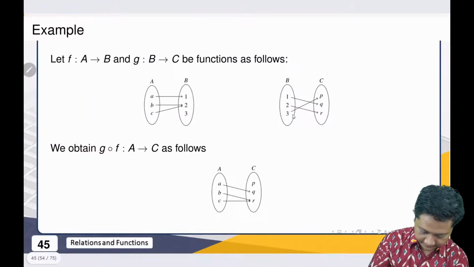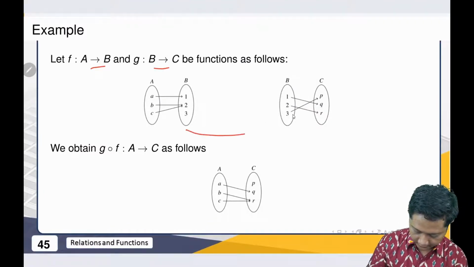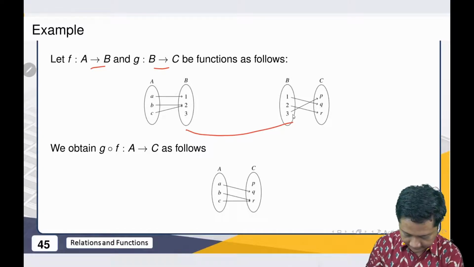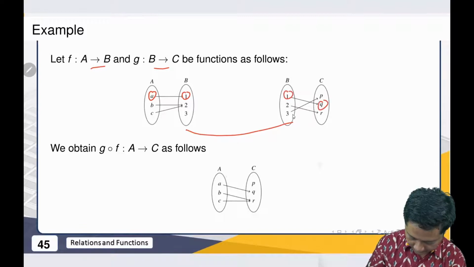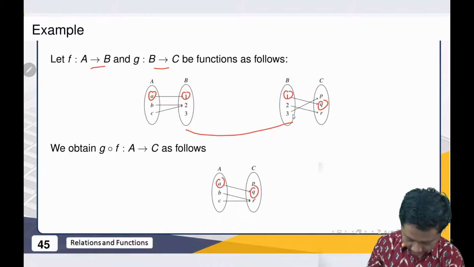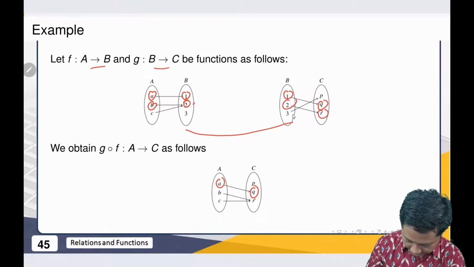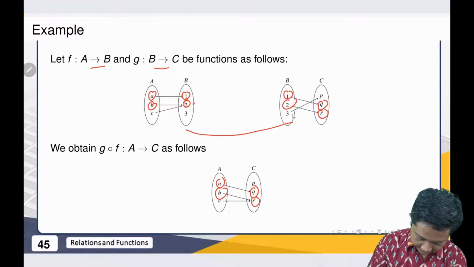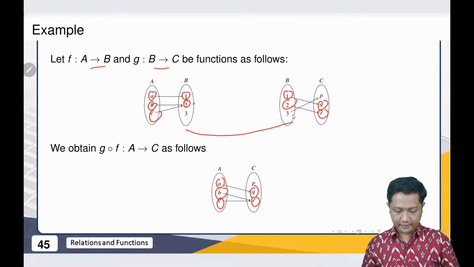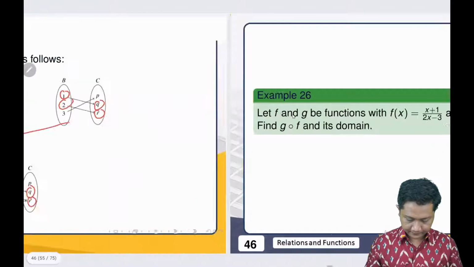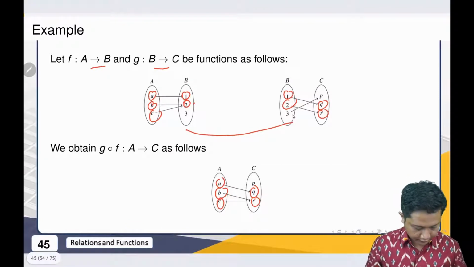And for example, if we have f from A to B and g from B to C, we have this composition. Let's see here, a goes to 1 and then 1 goes to q. That's why a goes to q. Okay, so be clear. b goes to 2 and then 2 to r, so b to r. And here c to 2 and then 2 to r, so c also goes to r. And yeah, this is one example of a composition.